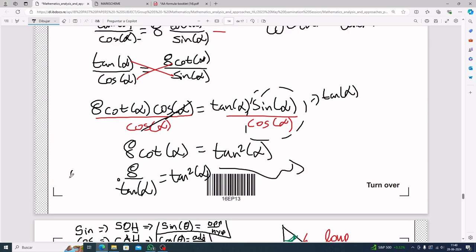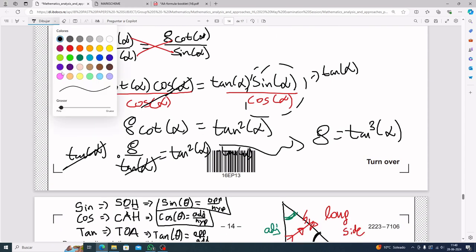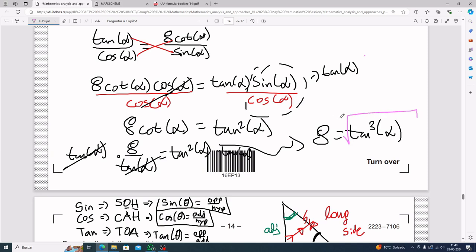So from here, you can multiply by tan to both sides. Multiply and multiply. This goes away with this. 8 equals tangent cubed, parentheses alpha. And so from here, in order to get rid of the cubed, you can go ahead and do the cube root, right? So that means that on the right side, you would end up with just 1 tan, right? So tan alpha is going to equal 2.